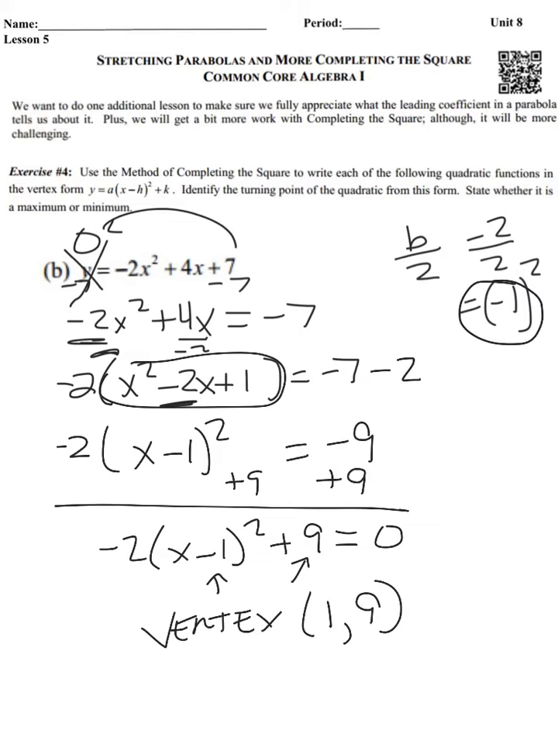They want to know if it's a max or a min. Go back to the original. What was in front of the x squared? It's a negative. If it's a negative, remember, it's upside down. So what is this thing going to be? It's going to be a max. Okay? So those are the two key pieces here that you wanted at the end.